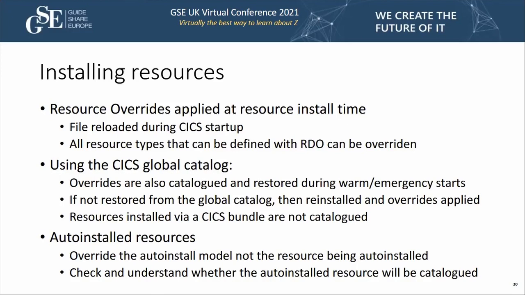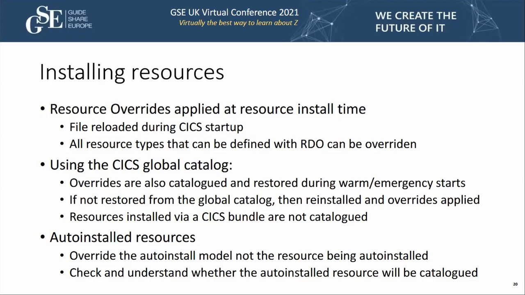We don't try and do anything clever. We don't try and reapply the overrides. But that does mean, though, that if the resource overrides file changed and it's a warm start and we haven't cataloged that resource, and that resource is then reinstalled, the different overrides from the new file will be applied to the uncataloged resource. But for cataloged resources, that doesn't happen. They just continue on with their original catalog values.